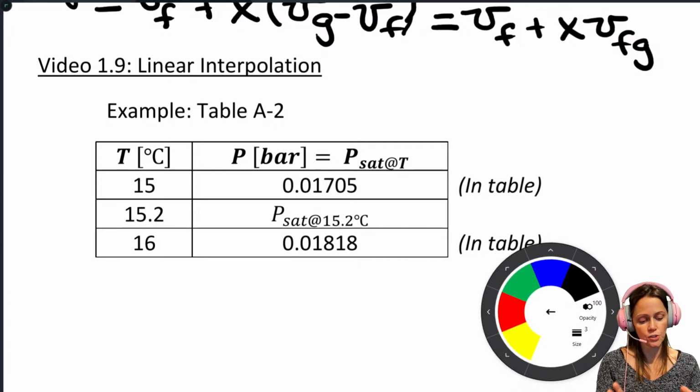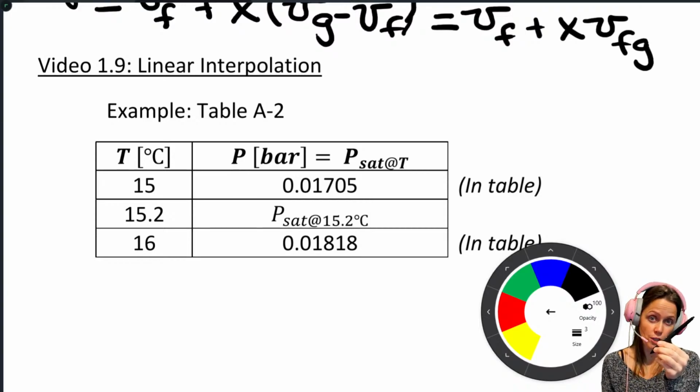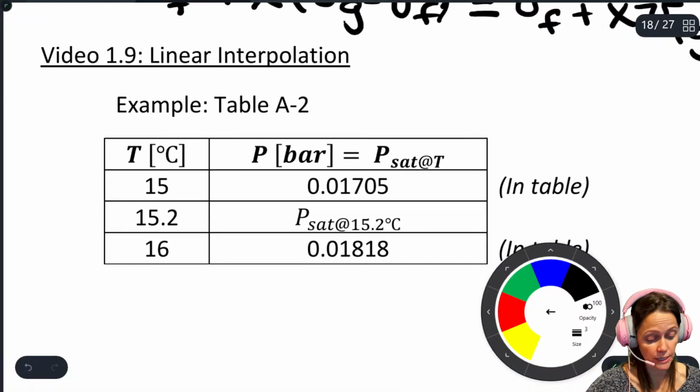These properties are not typically linearly related to one another. This is just a section of table A2 where for saturated water, you've got temperature and then the corresponding saturation pressure. Temperature and pressure in that saturated region is not a linear correlation. However, if you zoom in on a small little section, then you can approximate the relationship between two little data points as being linear. So that's what we're going to do.